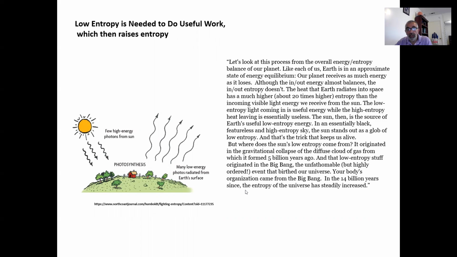In the 14 billion years since, the entropy of the universe has steadily increased. So here's our bottom line. The reason the universe can sustain life is that the Big Bang was extremely ordered and extremely low entropy. And it is that low entropy of the Big Bang which has allowed things like stars to form and those stars to have low entropy photons that can power life.